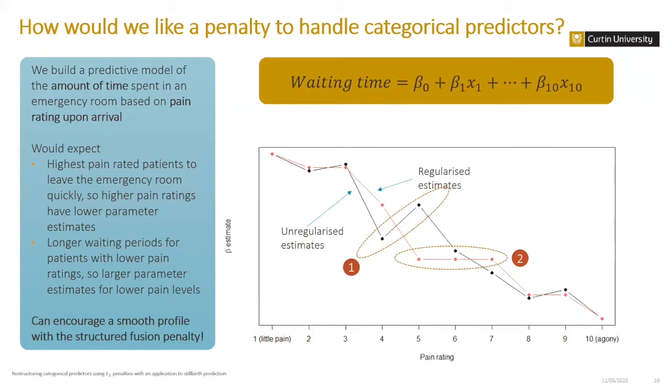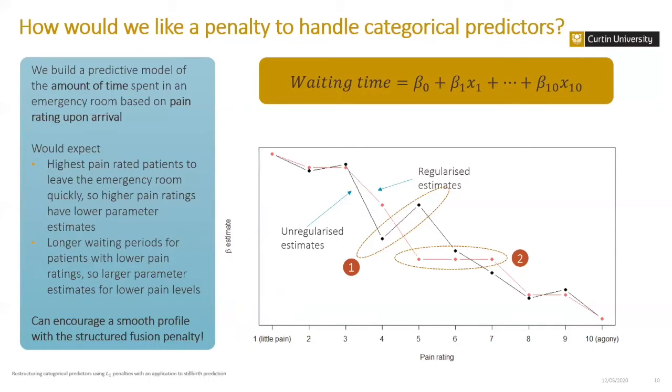What often happens though is you might have something like the black line profile here, where you have quite sharp jumps between your parameter estimates. If you look at the example circled 1, between 3 and 4, you have quite a sharp rise, which you might not be expecting. Now, what you might want to do then is enforce a little bit of structure. Here, the pain rating upon arrival is an ordinal predictor. Maybe we want to account for that ordinal structure when we go about regularizing.